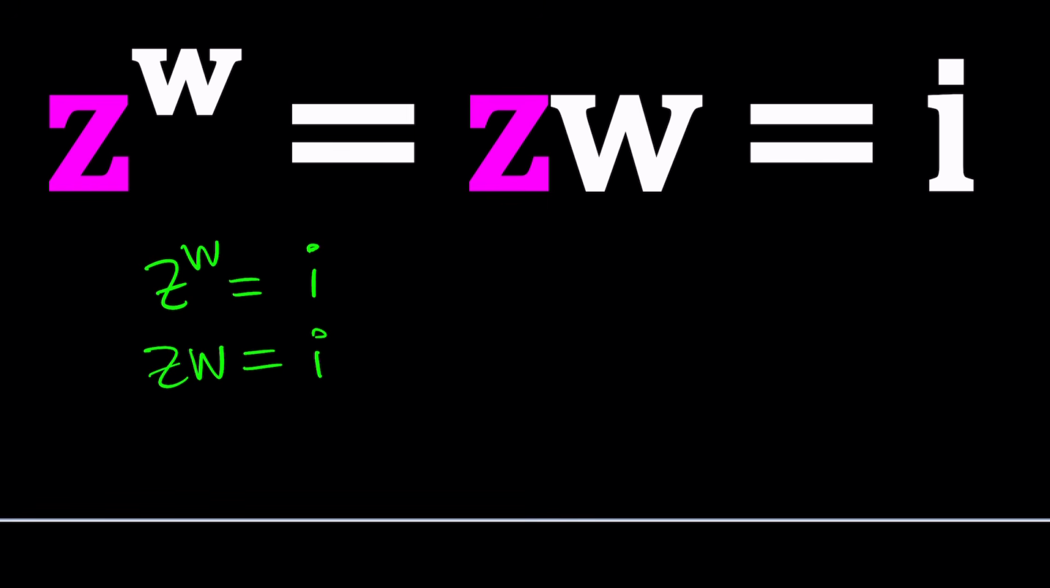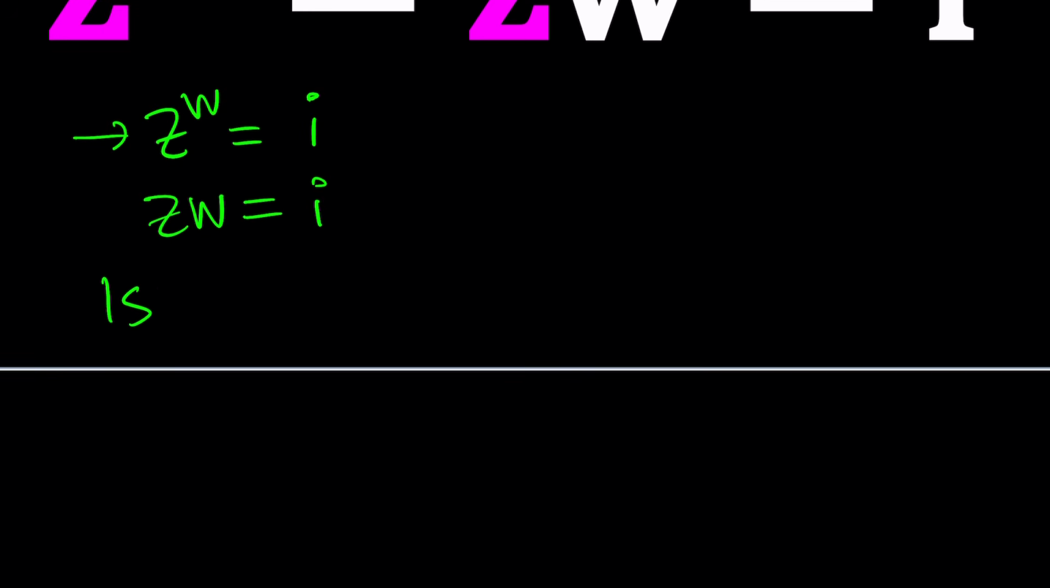So for my first method, I'm going to go ahead and work with the first equation first, okay? z to the w equals i. That's going to be my main focus first. So we have something called a complex exponential.